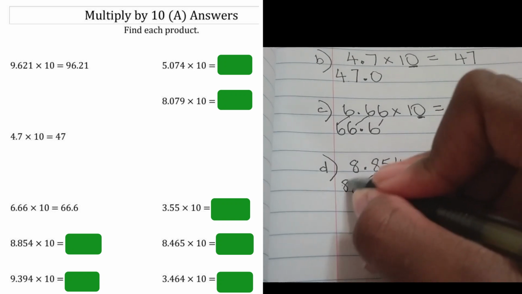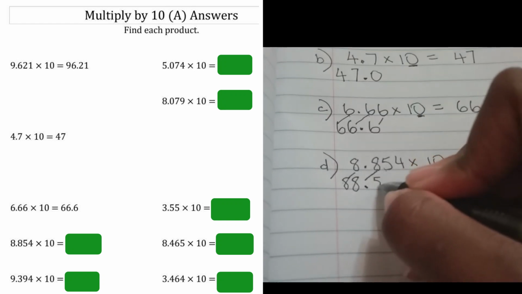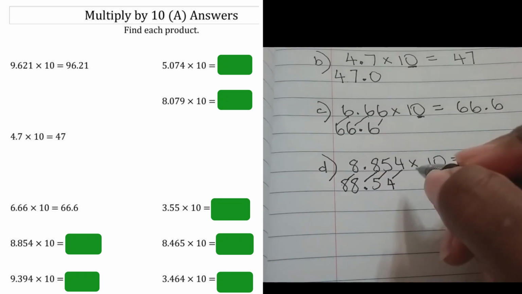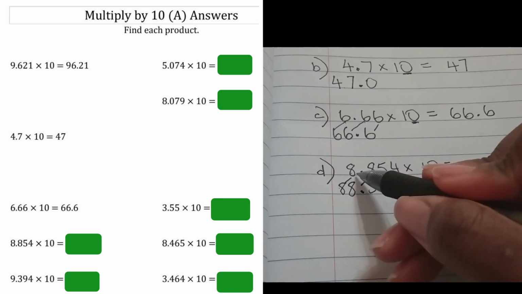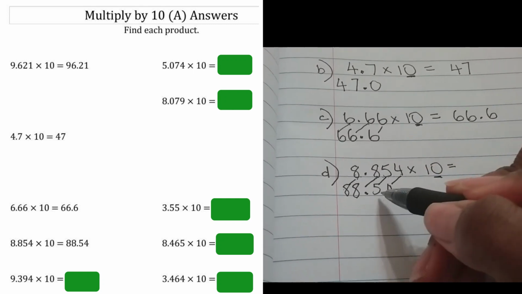I put my 8 back. I put my 5 back, and it's moved here. I put my 4 back, and it's moved there. So everything has shifted one spot. We went from being 8.854 to being 88.54.